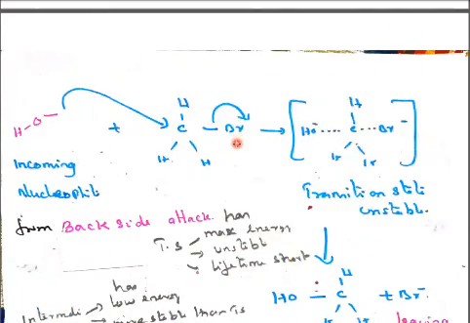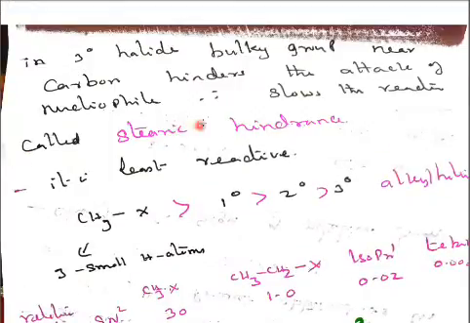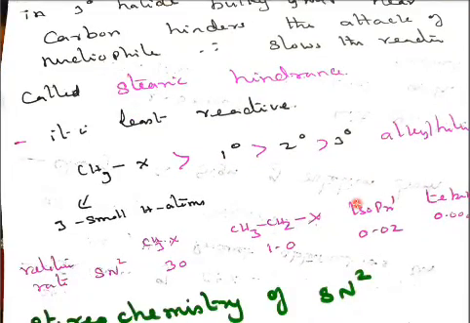Because the front side has a halogen, the attack occurs from the backside only. Water is not free to attack because of steric hindrance. Steric means more space is occupied, so it is the least reactive. The small hydrogen atoms are attached in the primary methyl chloride; there are primary, secondary, and tertiary halides.